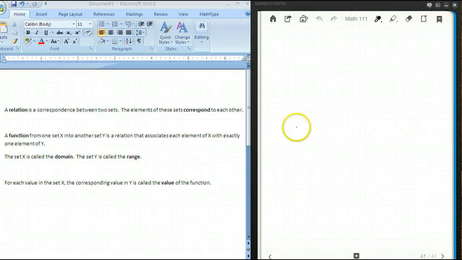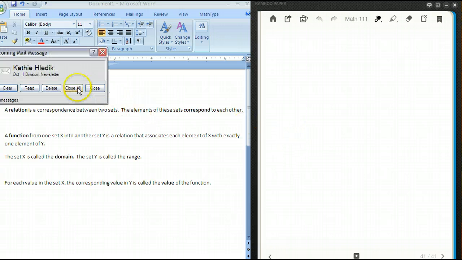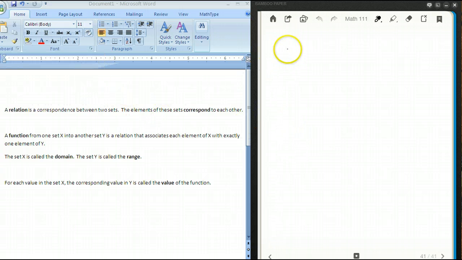Hi Math 111. In this video we're going to continue our discussion of section 2.1 and talk about a special kind of relation. Remember that we have a special kind of relation called a function. We haven't defined what it is or given any examples of it yet. We've just seen this word function. So let's do a definition, then we'll work with it.